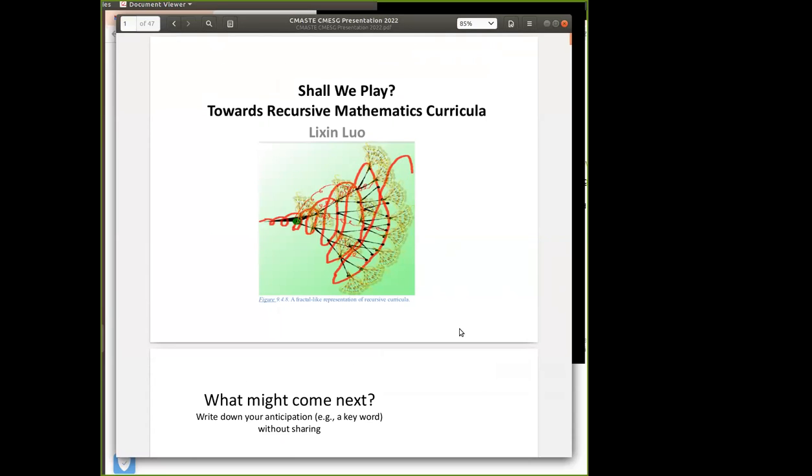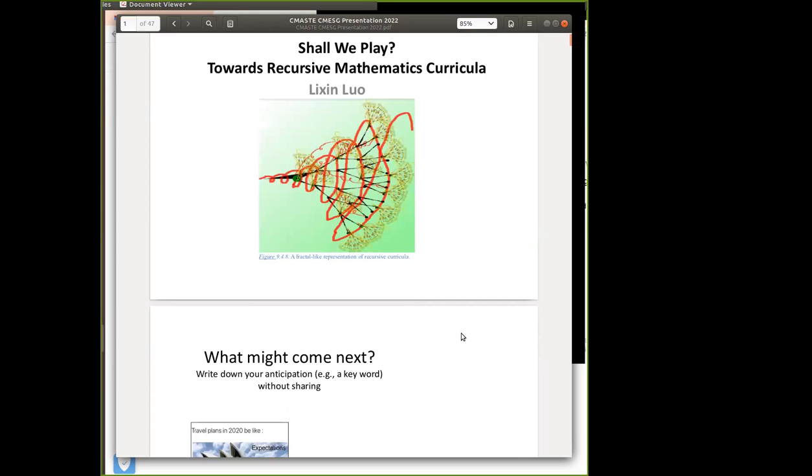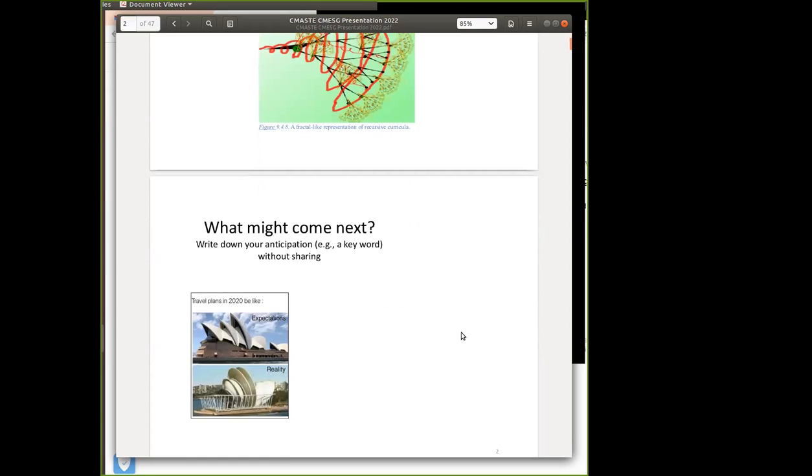And I know you all had a very busy day, so I want to start with a small activity. I'm going to show you some images one by one. After each image, just consider what might come next. You can write down your anticipations and keywords without sharing. Then we will end after I finish sharing 3 or 4 images. So here comes the first.